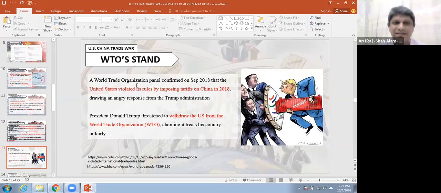The World Trade Organization's stand: the World Trade Organization has always confirmed that the US has violated rules by imposing tariffs on China, drawing an angry response from Trump. Trump has threatened to withdraw from the World Trade Organization, but it's only a threat, and they have not actually gone out, because they also have another agreement, GATT, which is still in force. So so far they are still in.